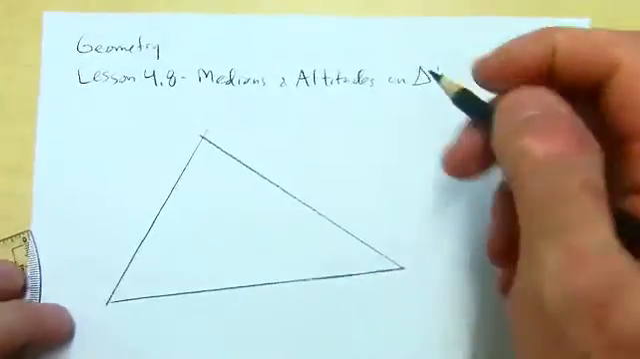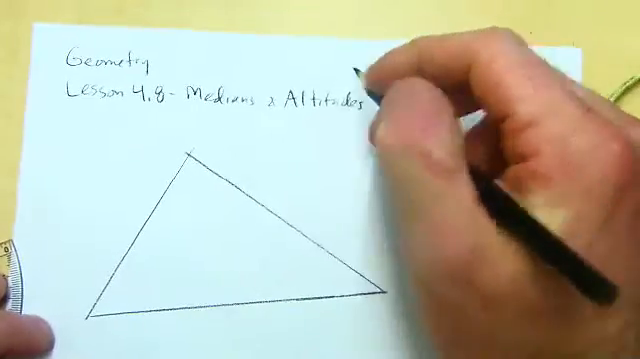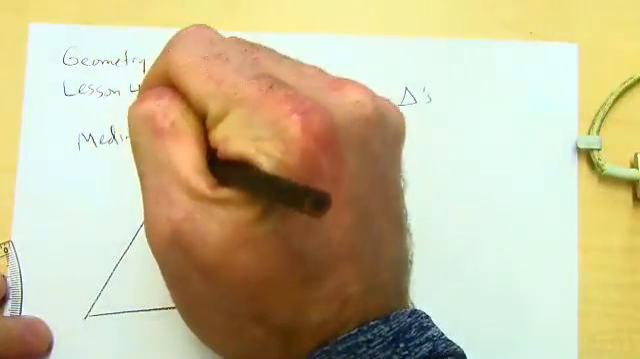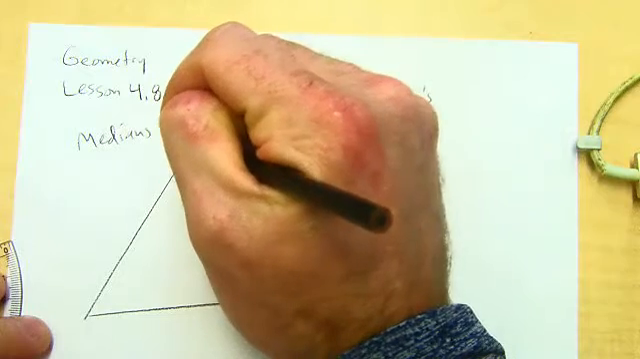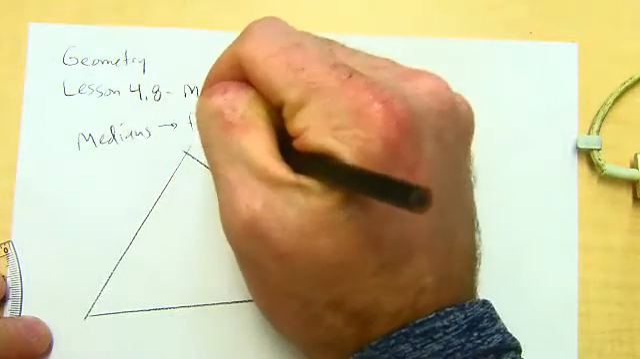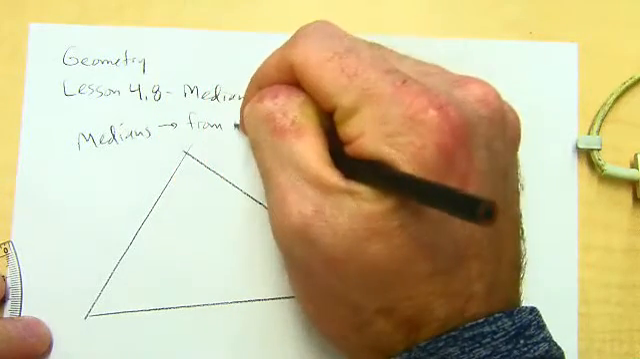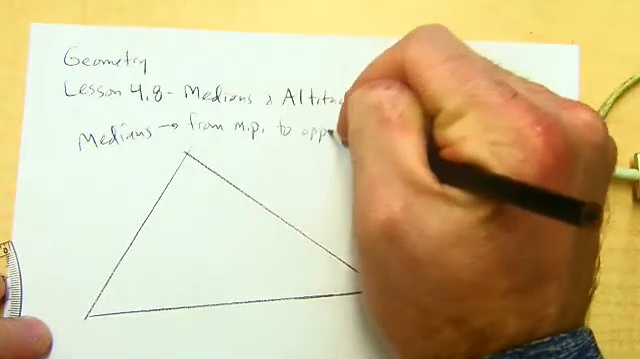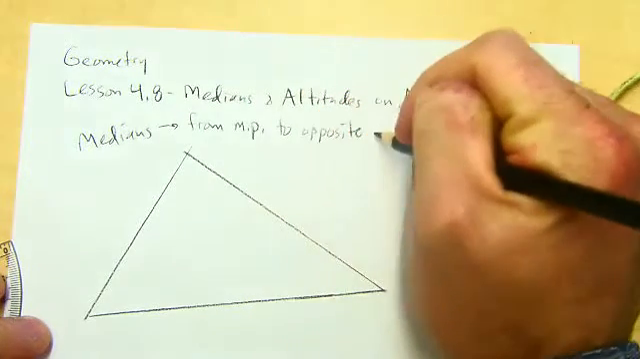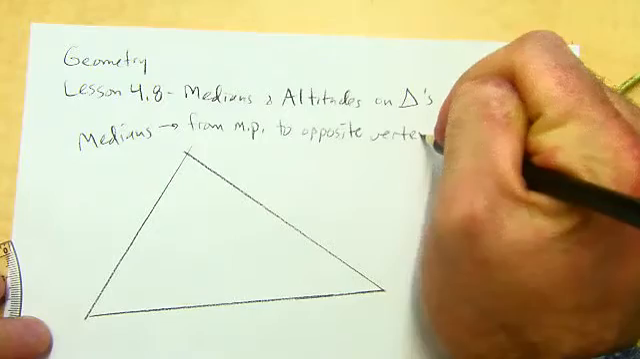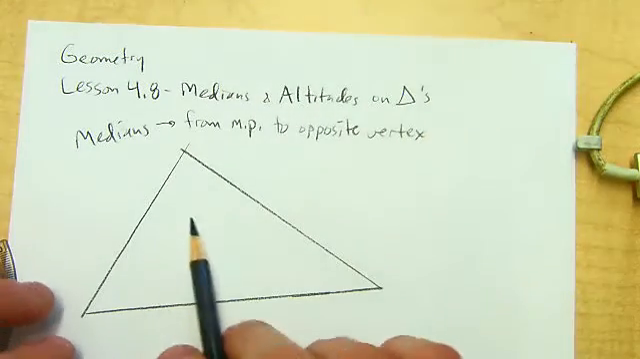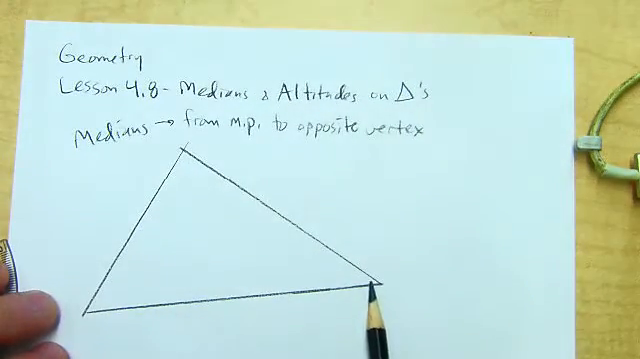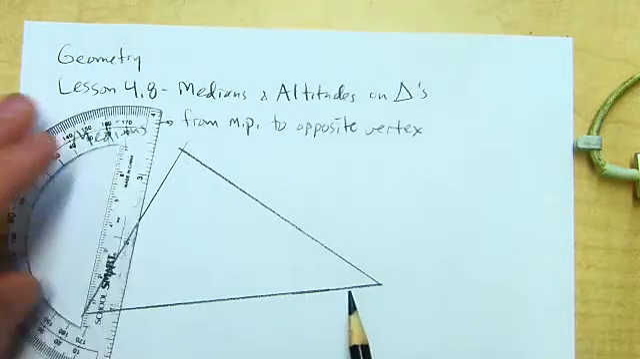We're going to look at medians. Okay, so this first one is medians. Medians go from, here's the definition, from the midpoint to the opposite vertex. Okay, and that sounds confusing, but all that means is you go find the midpoint of a side and go to the opposite corner. Okay, pretty easy on medians.